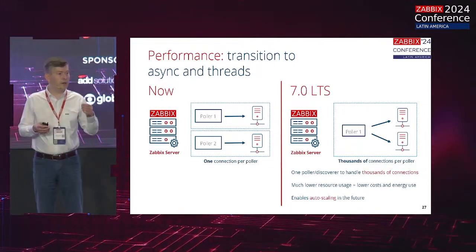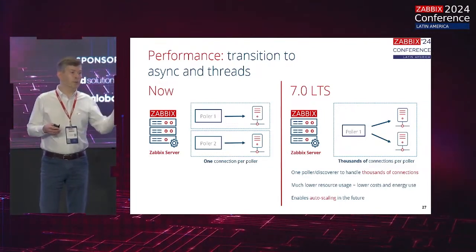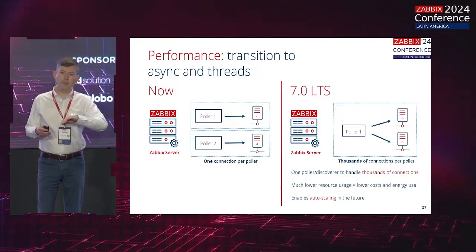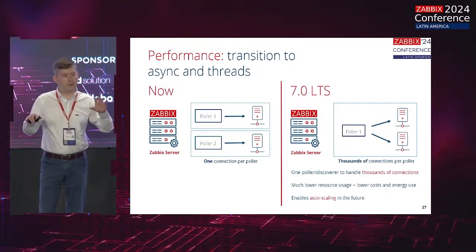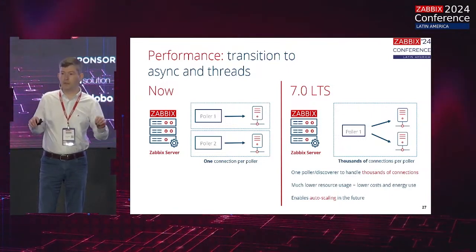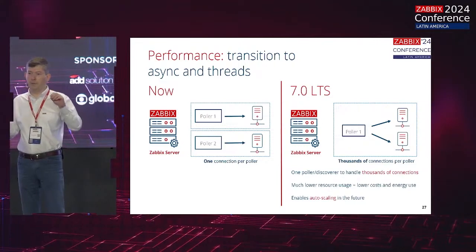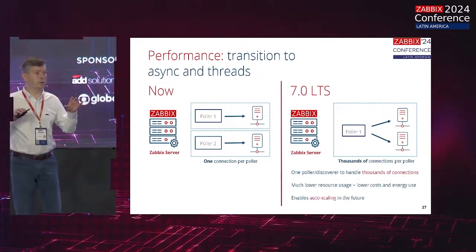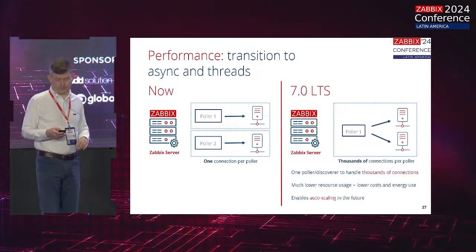Right now we have to tune the number of pollers, trappers, discoverers, and some different processes depending on our load. But in the future, I'd like Zabbix to be able to auto-tune those parameters, so you don't need to care about it at all.